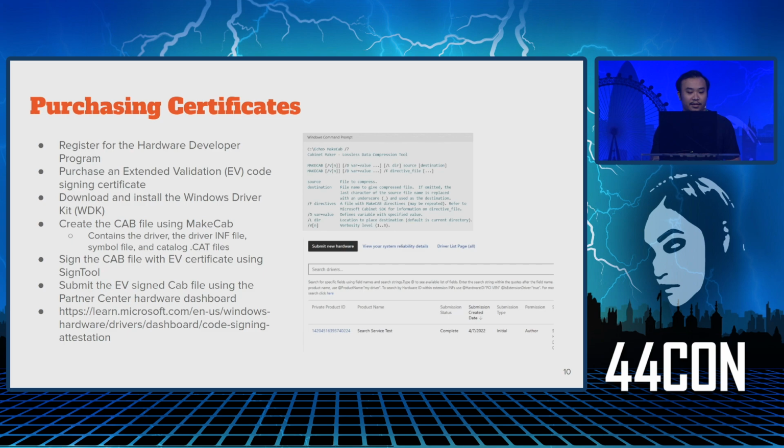And you can download and install the WDK and create a CAB file using the makecab utility. This CAB file contains the driver itself, the driver INF file, the symbol files, and the catalog .cat files. After that, you can sign the CAB file with the EV cert using SignTool. Then you can submit the EV-signed CAB file using the Partner Center hardware dashboard. There's a link in there with detailed instructions from Microsoft.